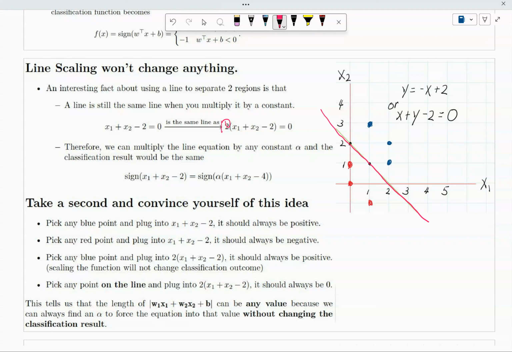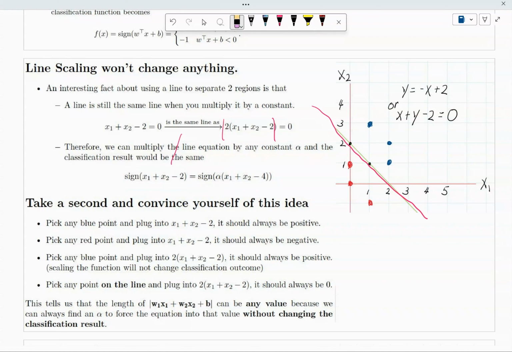Okay? So line scaling, the magnitude of this doesn't matter, right? It's still the same line. In fact, if you were to multiply by any constant, because it's the same line, whatever is greater than this line will still be greater than the same line, right? By multiplying this alpha value to the line, you are stretching this line, but it's still the same line, right?